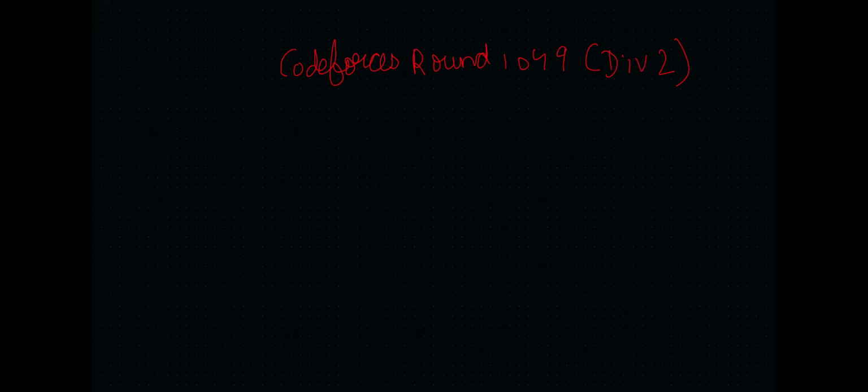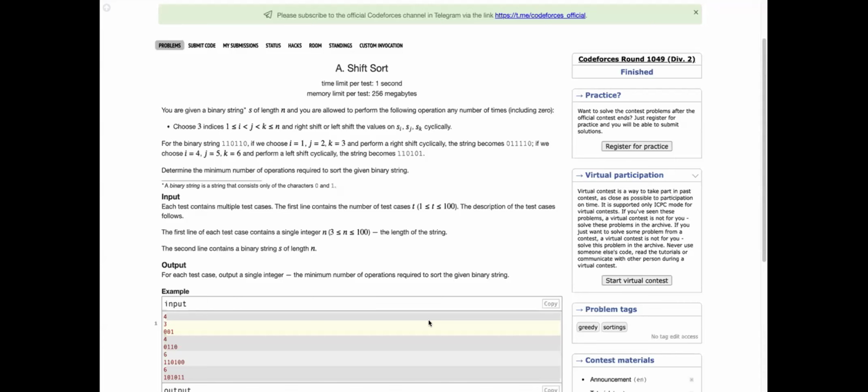Let's go to problem A, Shift Sort. Okay, so I think that you cannot see the problem. Wait a bit. Now is the problem visible? I think it should be.